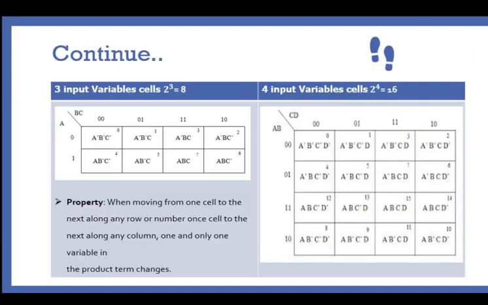Here is an example of 3 input variables with 8 cells and 4 input variables with 16 cells. Note that the adjacent blocks are changing by 1 bit, and the first and last block both vertically and horizontally are changing by 1 bit. When moving from one cell to the next along any row or from one cell to the next along any column, one and only one variable in the product term changes.